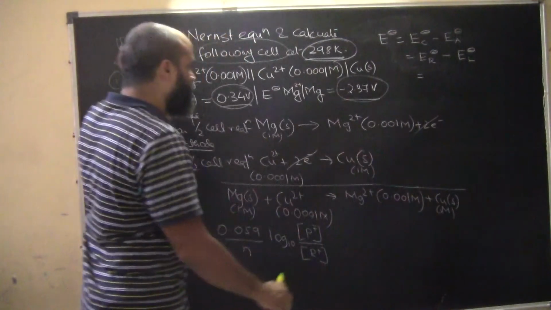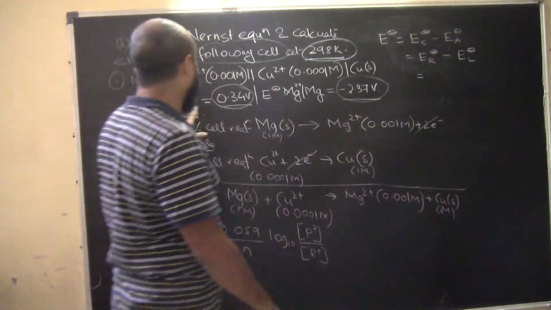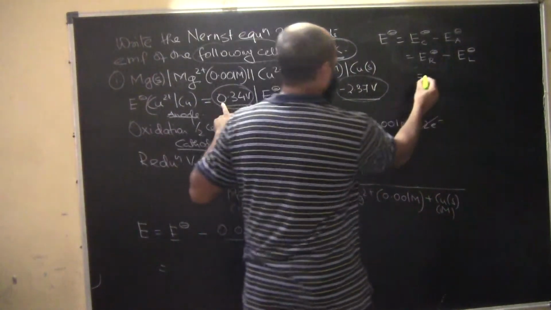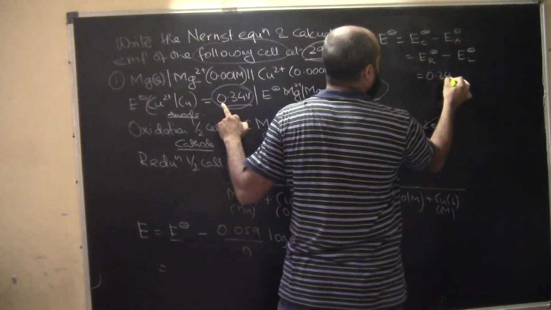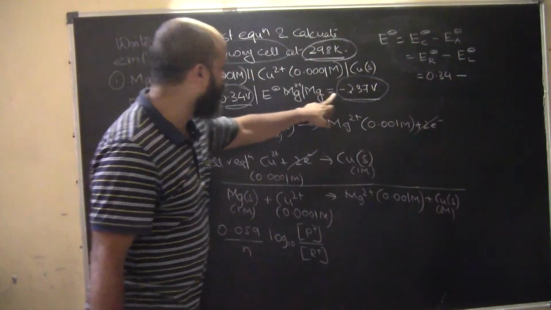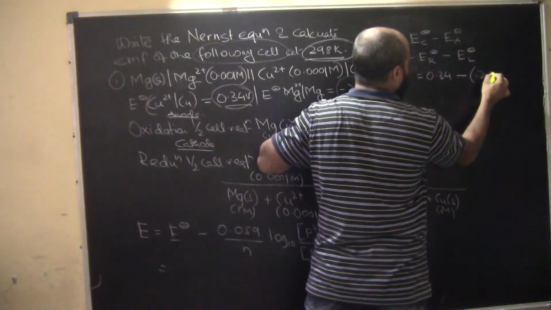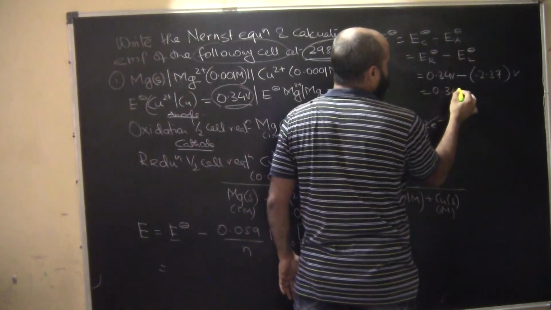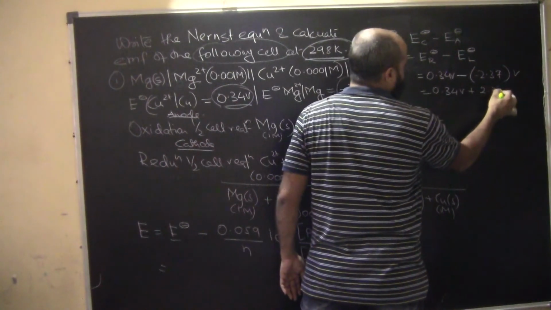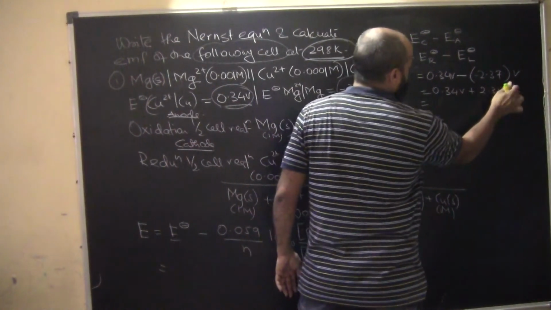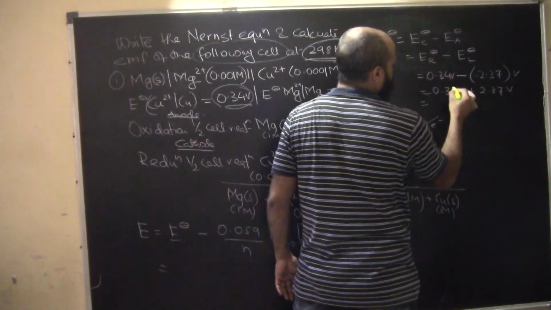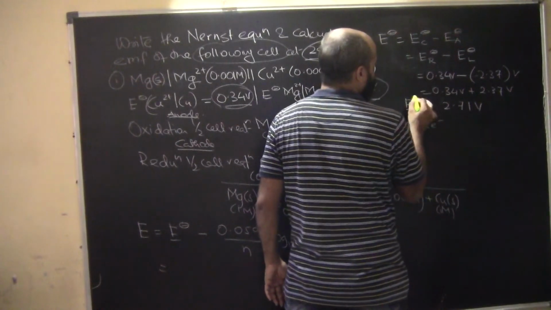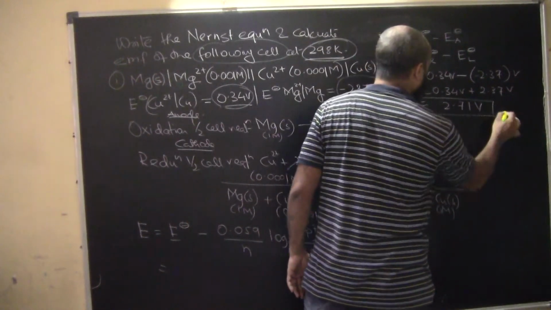So what do we have here? We have the cathode out here, which is the copper electrode, and copper has 0.34. So this will be 0.34 minus minus 2.37. How much do we get? This will be 0.34 volts plus 2.37 volts. That's going to be, 6 and 7 is 13, 3 plus 1 is 4, 4 plus 3 is 7. So this will be 2.71 volts. So this is the standard cell potential.